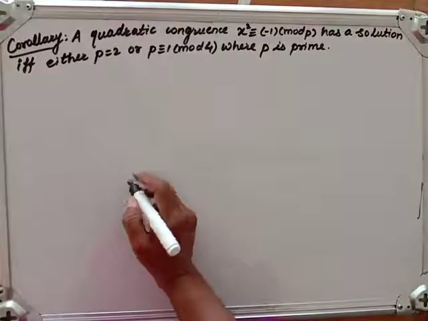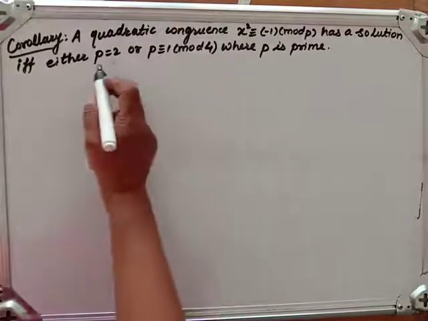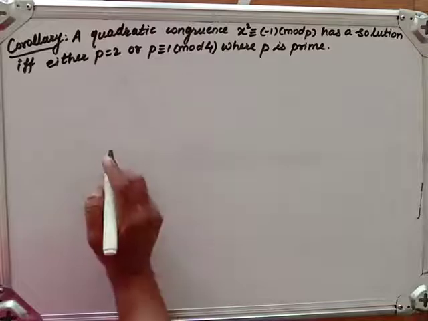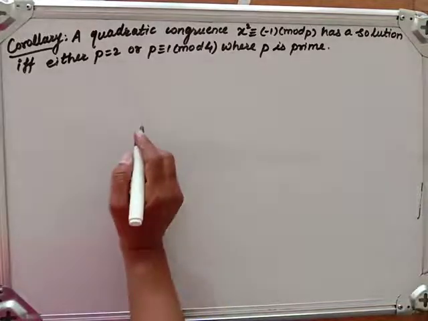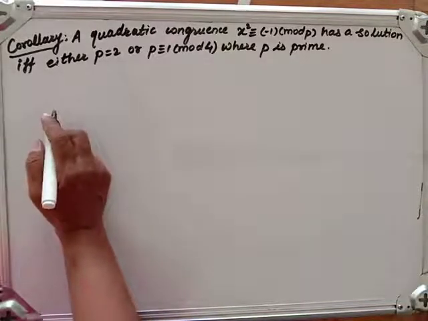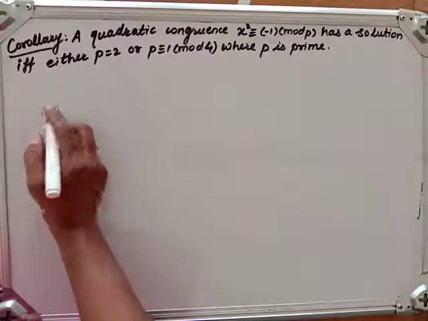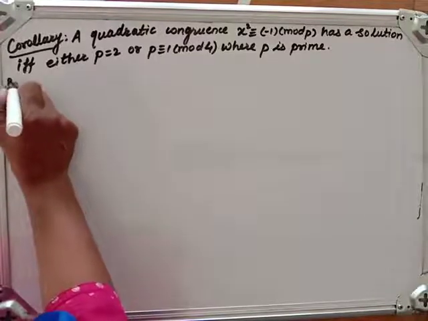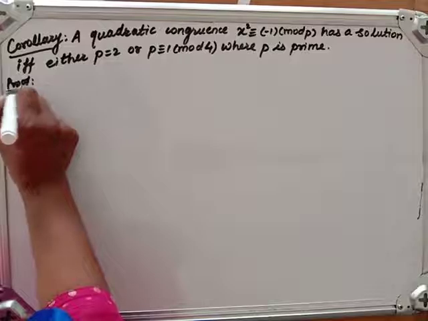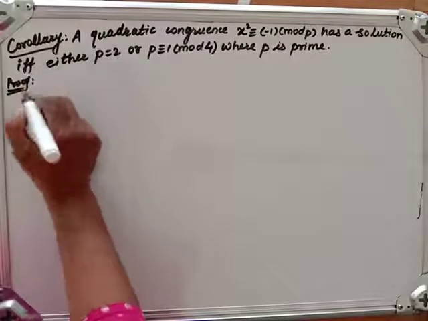Okay. Now for the quadratic congruence, if either p is 2 or p is congruent to 1 modulo 4, then it has a solution. That thing we will prove. It is a corollary of Wilson theorem. So now let us see the proof of it. Let me prove it. Both way implication, since if and only if is here.